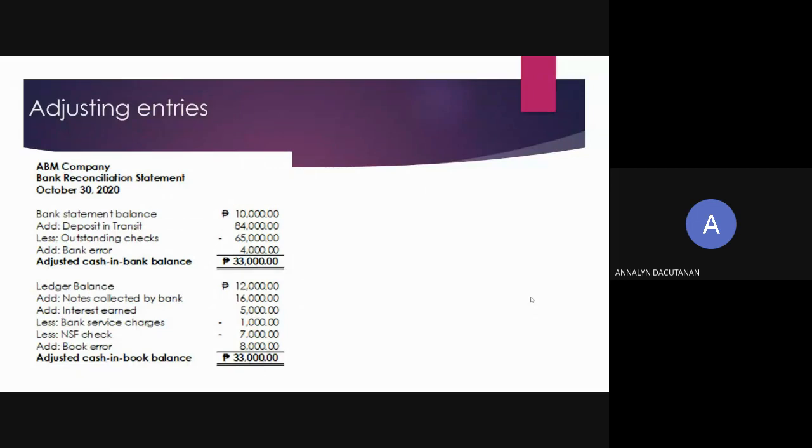Ang tanging ipoprovide lang sa'yo ni bank is yung bank statement niya month end. Yun na yung i-reconcile mo. Okay? So, if meron ka mga mali sa libro mo, ang ginagawa natin ng adjusting entries is lahat lang ng mali sa libro mo. Lahat ng mali ni bank sa libro niya, wala tayong pakialam doon. Okay? Dito lang tayo ngayon magkakaroon ng adjusting entries sa libro natin.